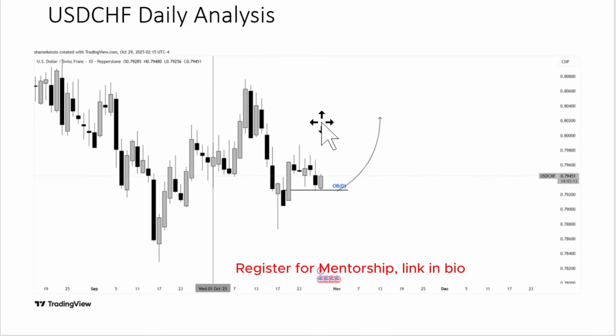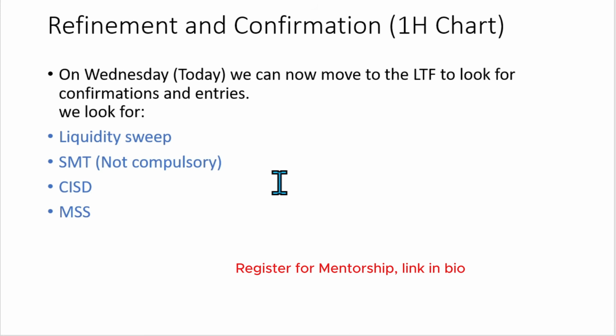So now on Wednesday, which was 29th October, you can see, this was Monday, this is Tuesday. You can see Tuesday price tagged this daily order block. So once price has tagged this daily order block, at this point, I wanted to see price use this daily order block, because it is my POI or my point of interest, to push price higher because our bias is bullish. So on Tuesday, we tagged it. That's okay, which means now Wednesday is when we're supposed to move to the lower time frame and look for confirmations before we look for entries.